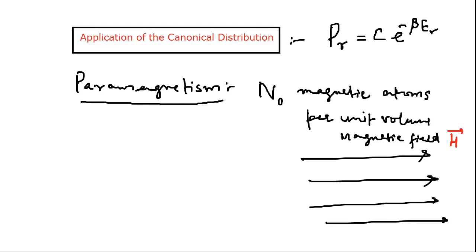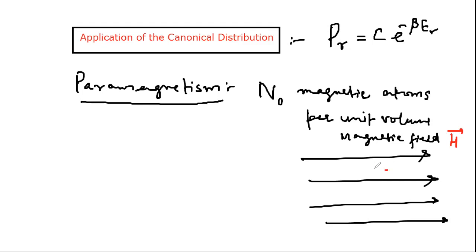As I told you in the previous lectures, you need to define your symbols and be cautious about those symbols. You have to define each and every symbol which you use. So N naught is the number of magnetic atoms per unit volume in the substance under consideration, and we are placing this substance in an external magnetic field H. So let me show some simple figure.